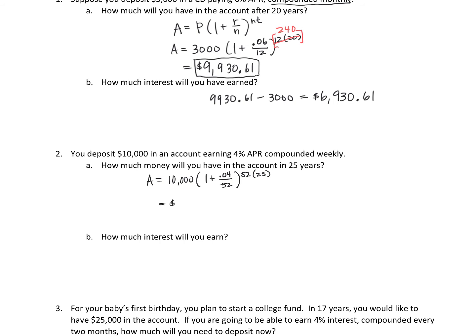Once I plug that in my calculator, I got $27,172.37. So that's how much will be in the account after 25 years under these circumstances. And then to find the interest, remember that you just take the total and you subtract what you deposited originally, and that gives you your answer. So we'll have $27,172.37 minus $10,000. And so the interest earned will be $17,172.37.